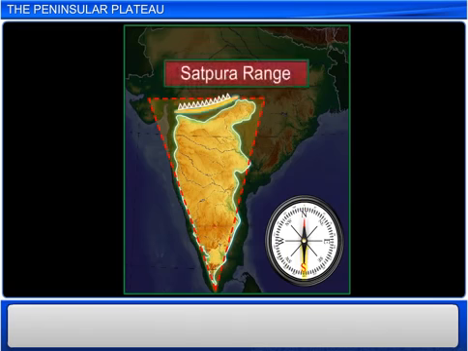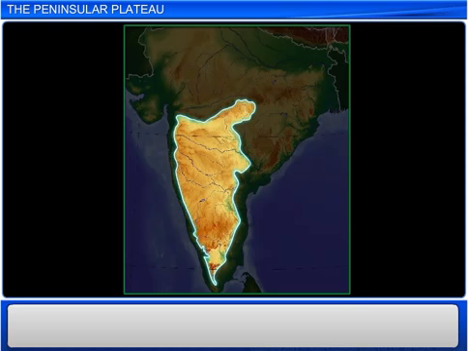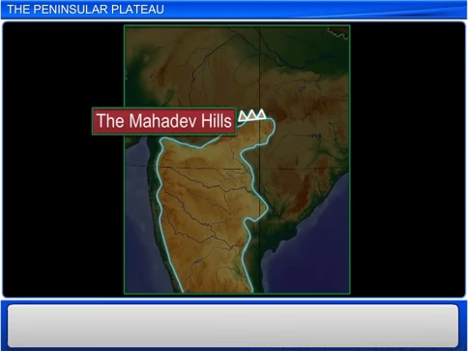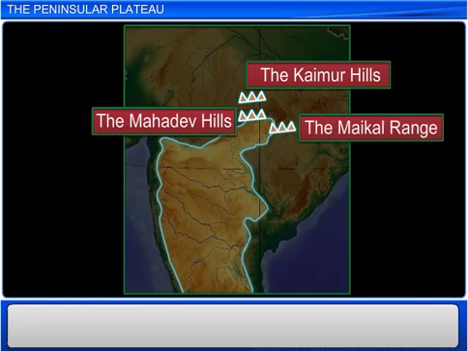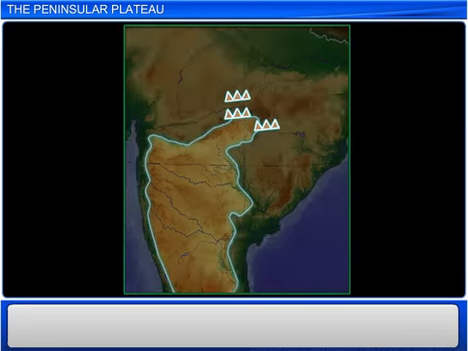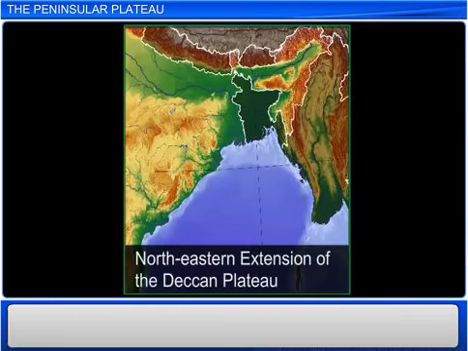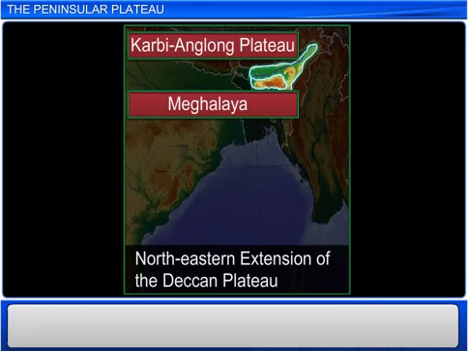The Satpura range borders this base in the north. On its eastern side, it has the Mahadev Hills, the Kaimur Hills, and the Maikal Range. The Deccan Plateau is higher in the west and slopes gently eastwards. In the northeast, is an extension of the plateau, called the Meghalaya and Karbi Anglong Plateau.